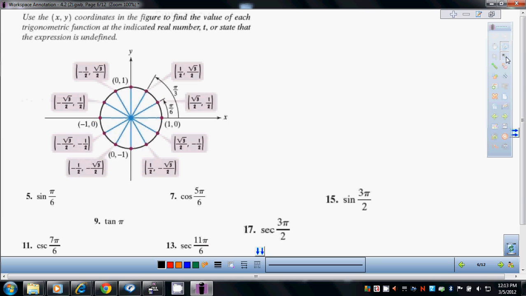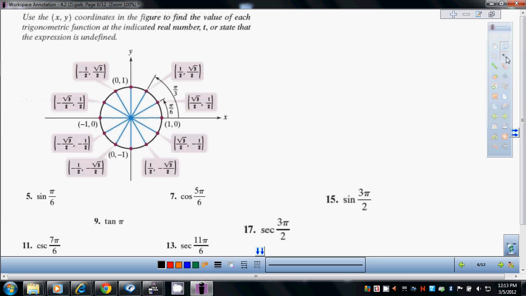Sine of pi over 6. 1/2. Bang. 1/2. Write it down. Let's find a harder one. Find on the unit circle tangent of pi. Over here, pi. Your coordinate is negative 1, 0. Sine over cosine. So 0 over negative 1 reduces to 0.